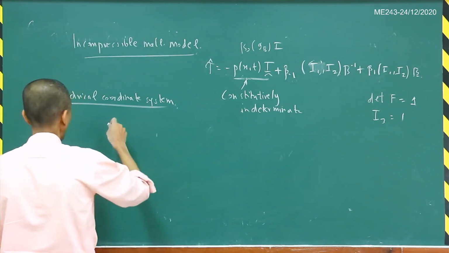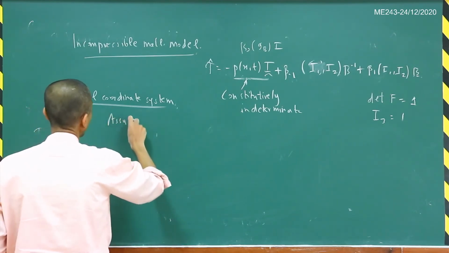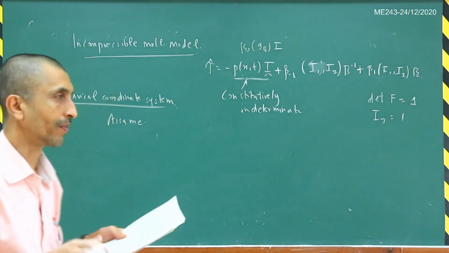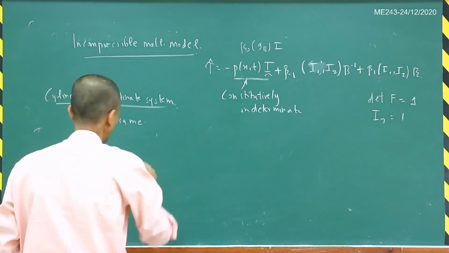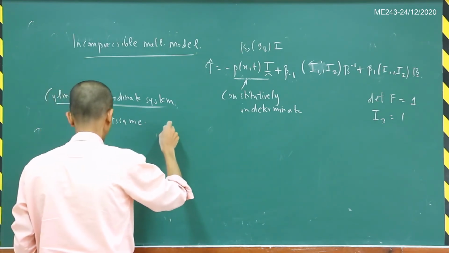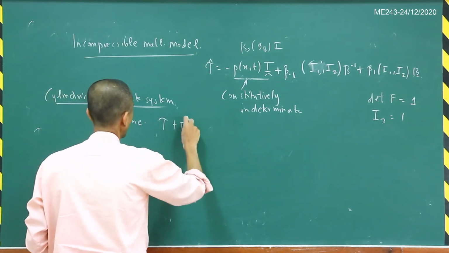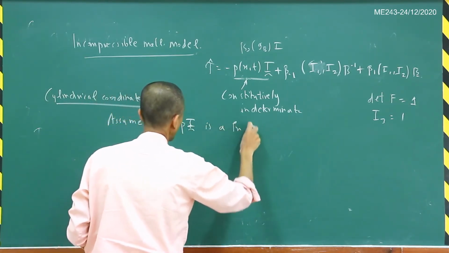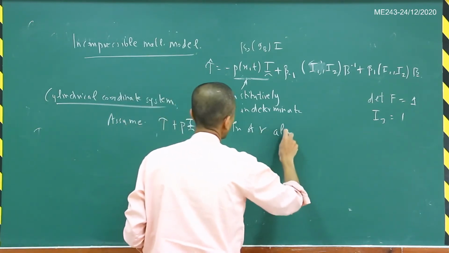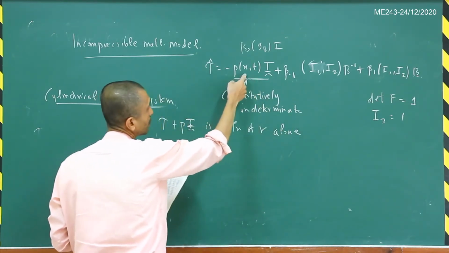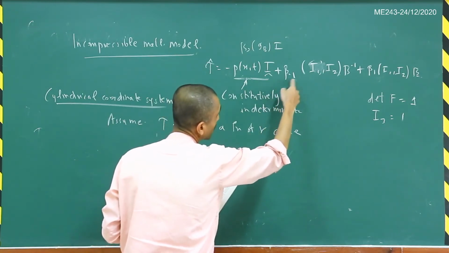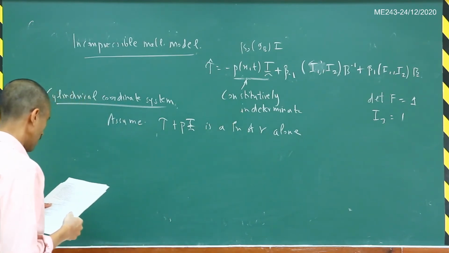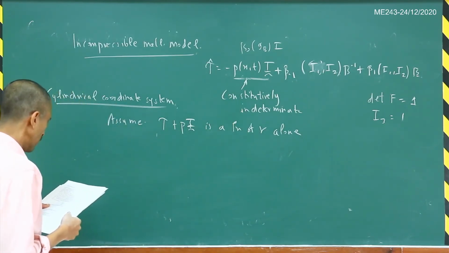So we are going to look at a very particular or restricted class of solutions here, where it satisfies this particular assumption, that tau plus p times identity is a function of R alone. That means this part, tau plus pI, which is beta minus 1 times B inverse plus beta 1 times B, is a function of R alone. That's what we are assuming.